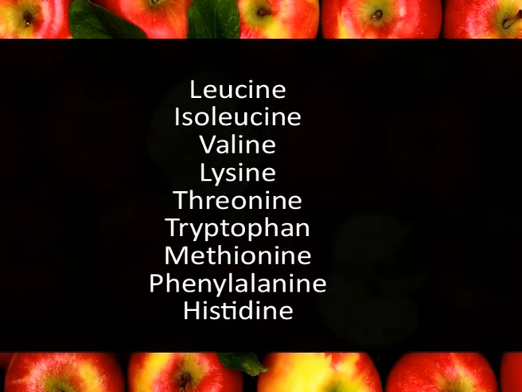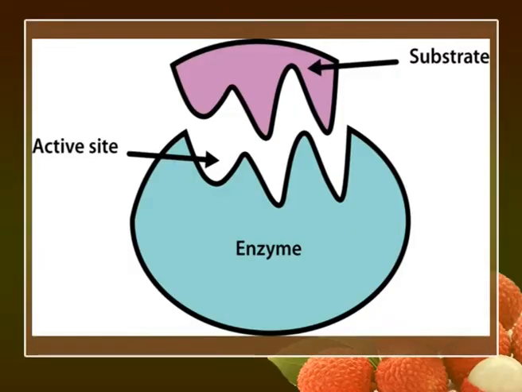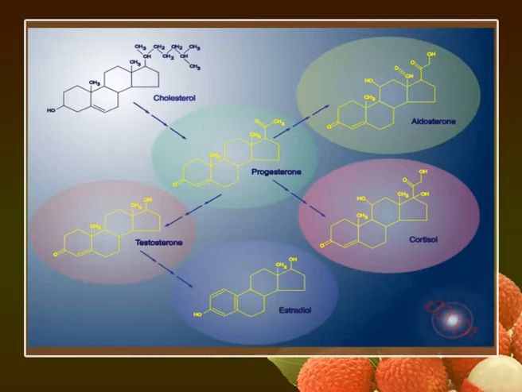Essential amino acids are leucine, isoleucine, valine, lysine, threonine, tryptophan, methionine, phenylalanine and histidine. Non-essential amino acids include alanine, asparagine, aspartic acid and glutamic acid. Proteins are essential structural components of all cells and are needed by the human body to build and repair tissues, and for synthesizing enzymes, hormones, etc.